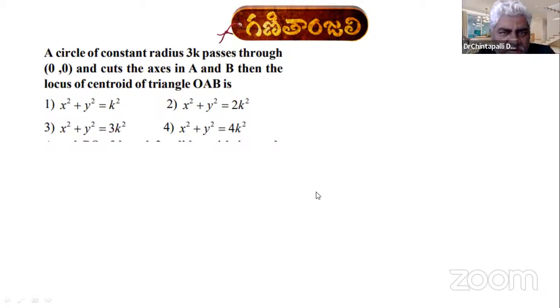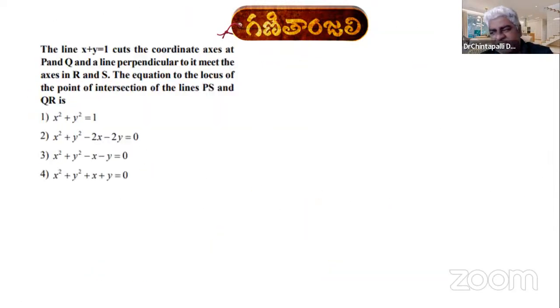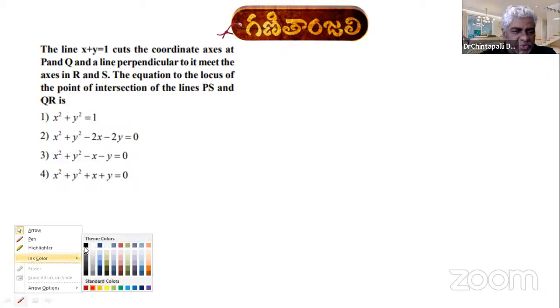To all of the students, I am giving you one challenge question. All of you take this screenshot and try this question and tell its answer by tomorrow. It's a very challenging question. Have you taken the screenshot? The line x plus y equal to 1 cuts the coordinate axis at P and Q, and a line perpendicular to it meets the axis in R and S. The equation to the locus of the point of intersection of the lines PS and QR. I'm giving you the clue and giving it as a challenge to you.